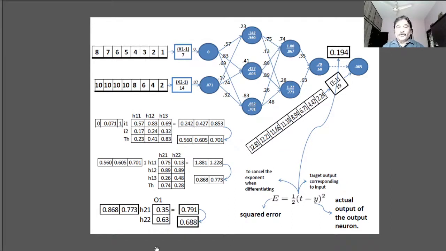Now the process won't stop here. This is just the first data processed. I have got the value 0.688, whereas I know that the value should have been 0.605. So there is an error. That error is 0.688 minus 0.605, right? That error is just kept in memory.